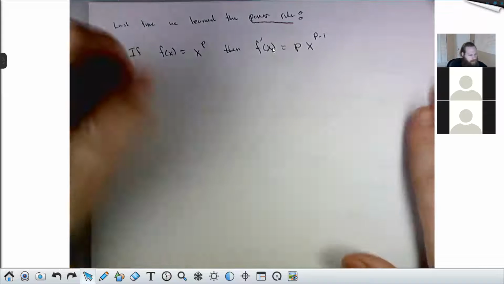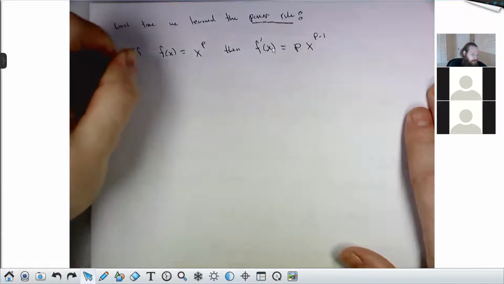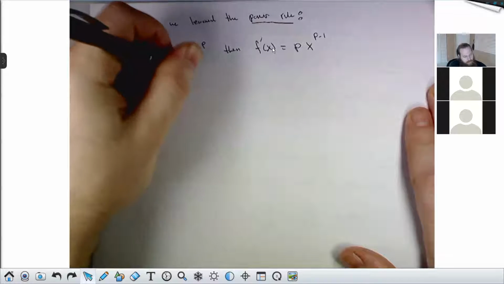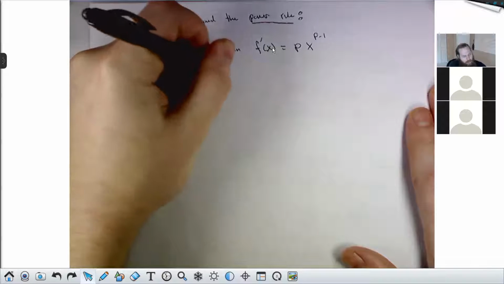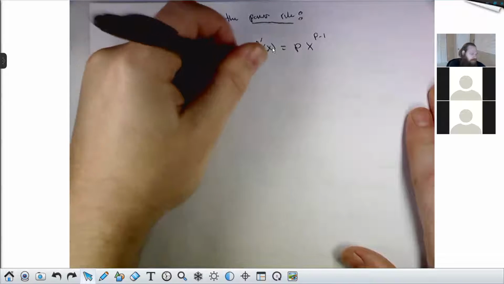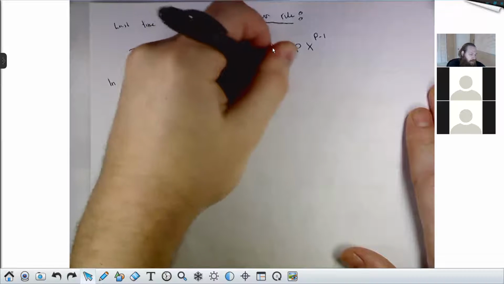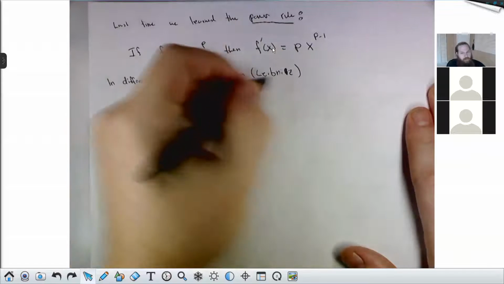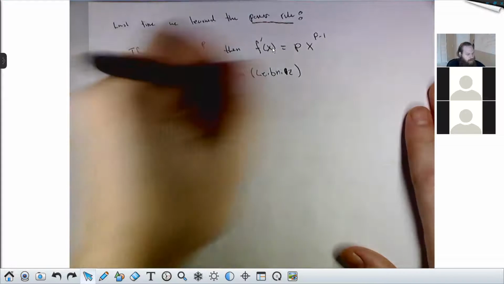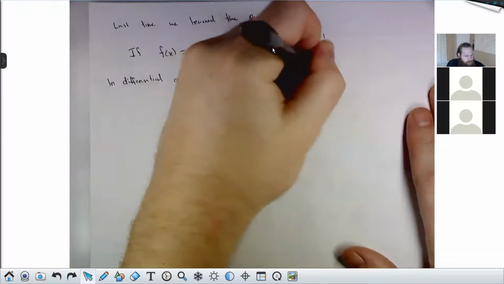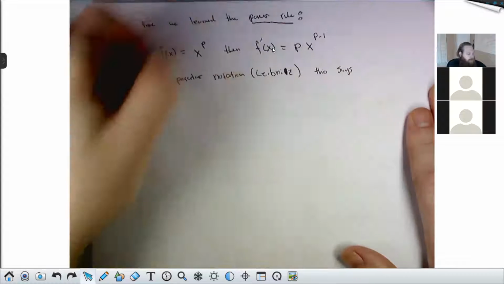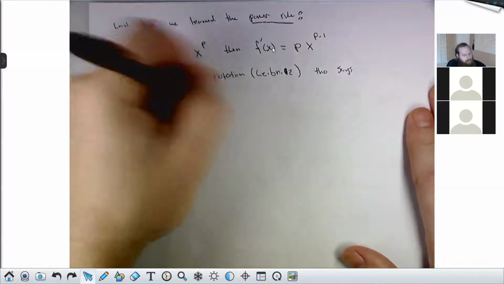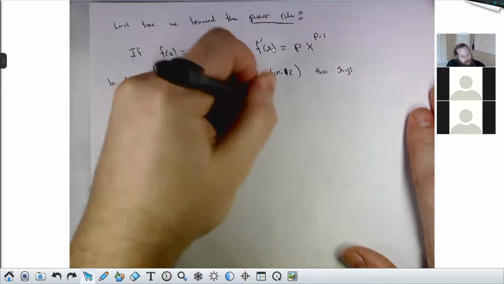So let me first say, in the differential operator notation, which is sometimes called Leibniz notation, this is Gottfried Wilhelm Leibniz, one of the discoverers of calculus. This can be written really nicely as d/dx of x to the p equals p x to the p minus 1.